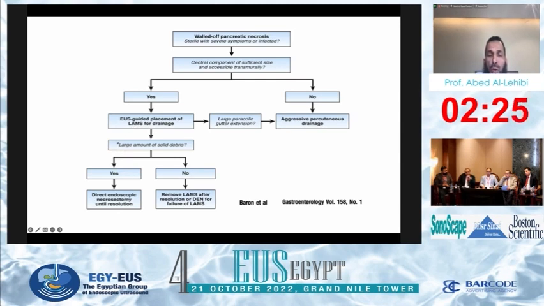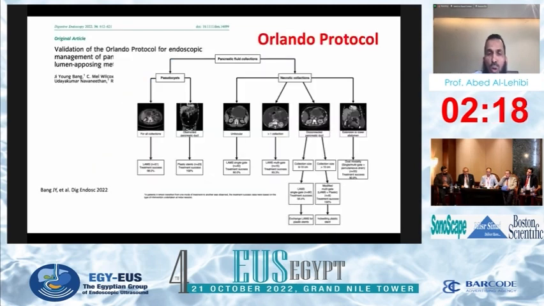Then you have to follow your patient to decide if you need to do a necrosectomy or not, based on the clinical scenario or the follow-up of your patient. This Orlando protocol is very important; it gives you a clear, validated protocol. If you have a pseudocyst, there is no debate about using plastic or metallic. It's almost the same. If you have necrotic collections, then you have to consider multiple or single.